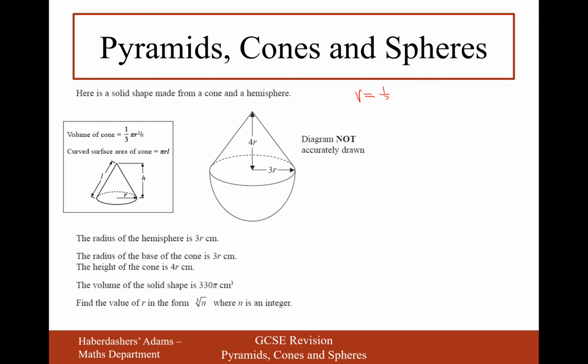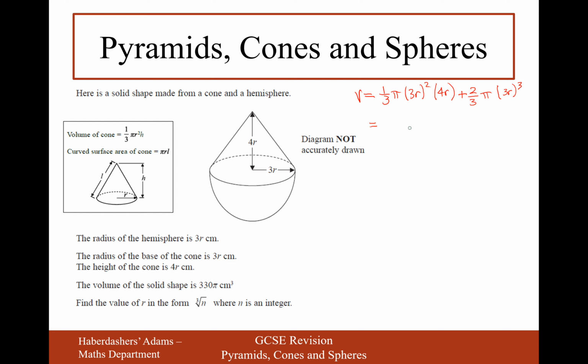So that's going to be a third pi times 3r squared, and then times 4r for the height. And then we'll add on the volume of the hemisphere. We don't have the formula for the hemisphere here, but I've remembered it: 2/3 pi r cubed, so it's going to be 3r cubed. Remember, a sphere is 4/3, so a hemisphere is 2/3.